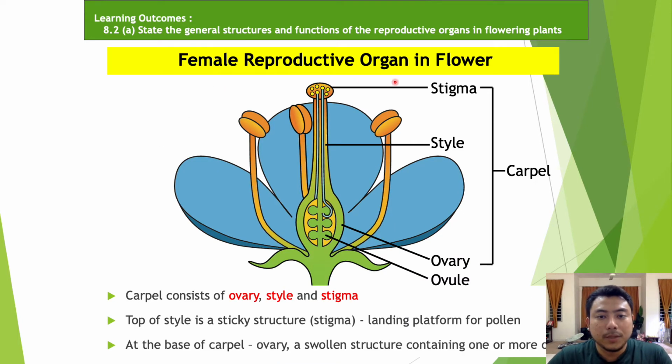The female reproductive organ in the flower, the carpel, consists of ovary, style, and stigma. So inside the ovary is where you find the ovule. Top of the style is a sticky structure called the stigma. Why does it need to be sticky? Because it serves as the landing platform for pollen. Means the flying pollen needs to be caught. Hence, that's why the stigma is a sticky structure. At the base of the carpel is the ovary, a swollen structure containing one or more ovules.